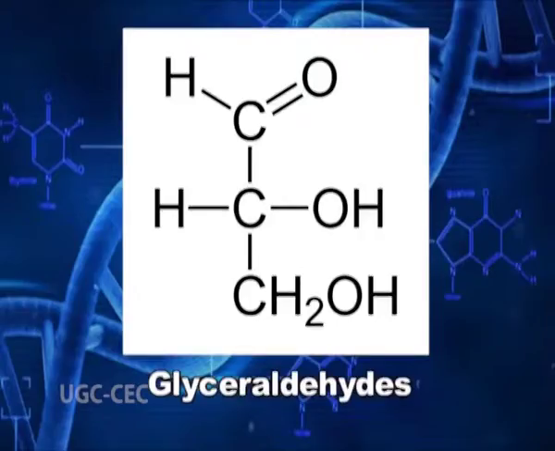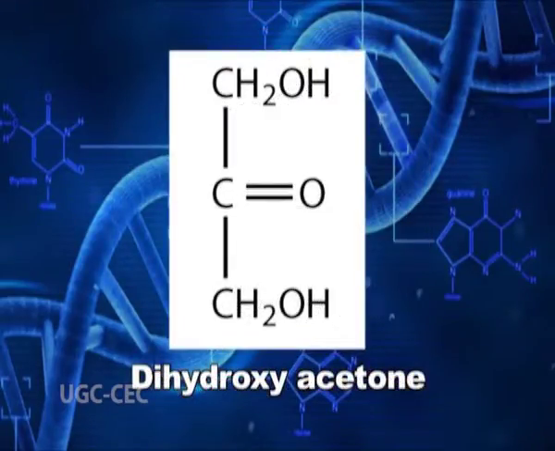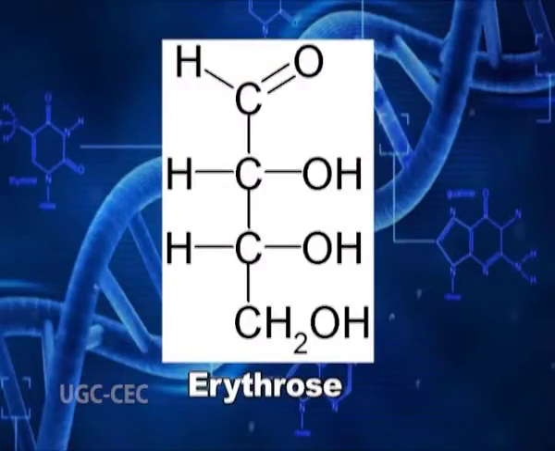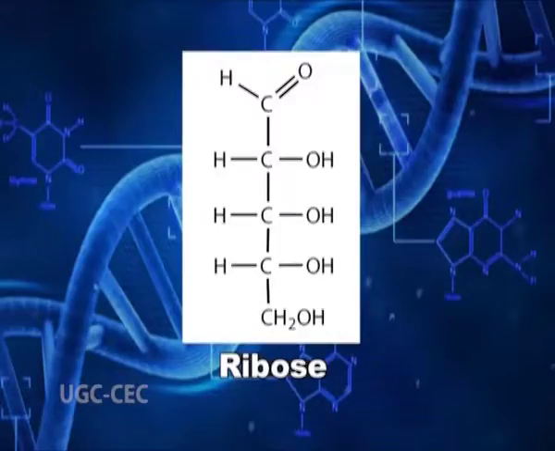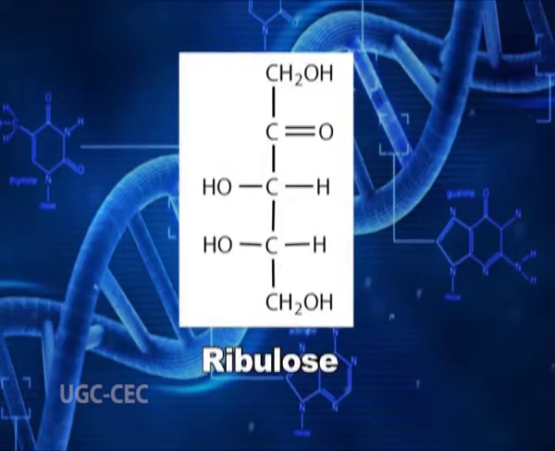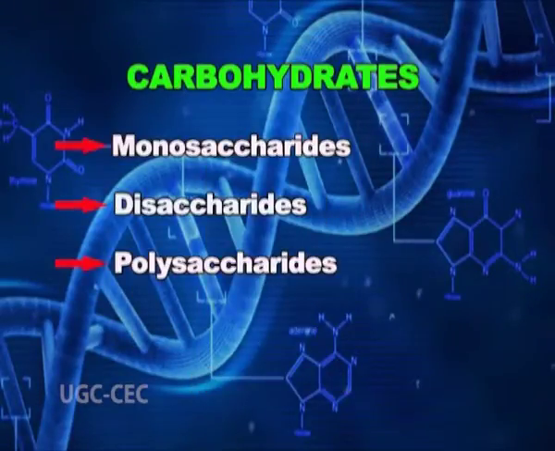For example, trioses are with 3 carbon atoms. They form the simplest monosaccharides. Example, the aldehyde form glyceraldehyde and the ketone form dihydroxyacetone. Tetroses have 4 carbons, for example, erythrose and erythrulose. Pentoses have 5 carbons, example, ribose and ribulose, and hexoses are 6 carbon sugars, example, glucose, fructose and galactose.